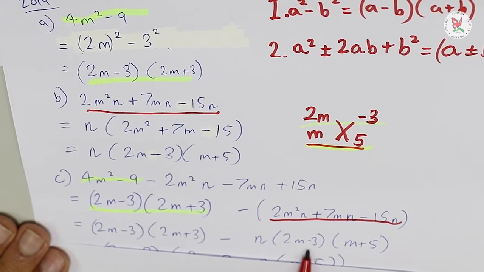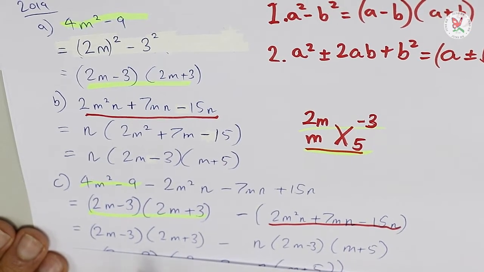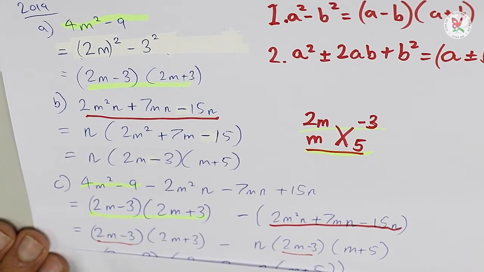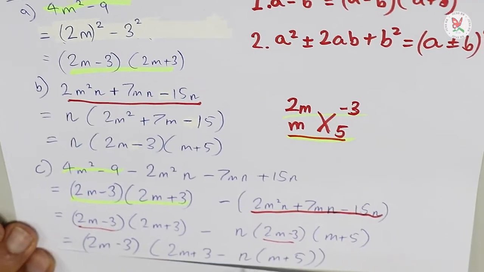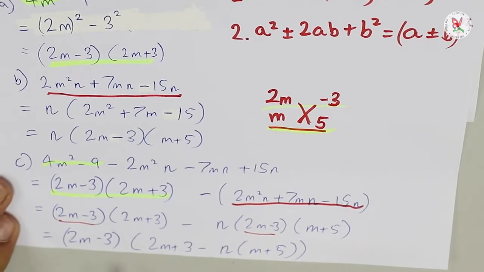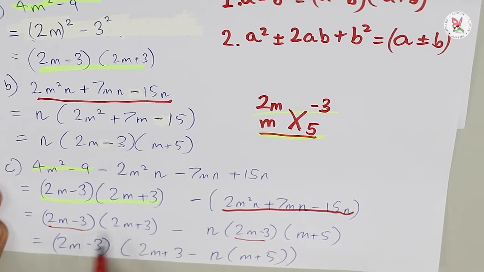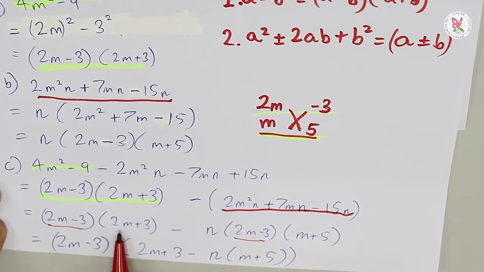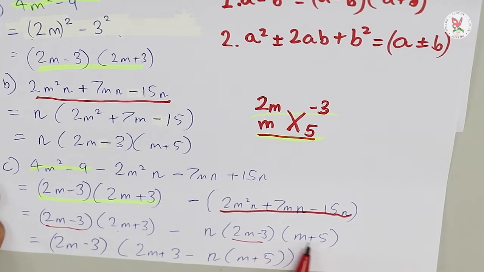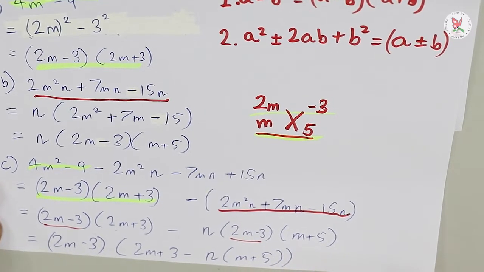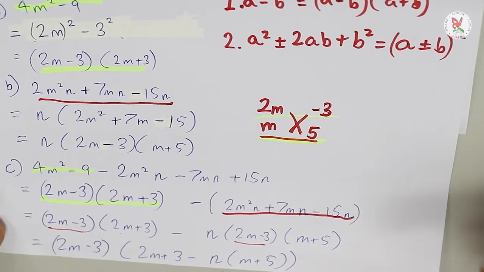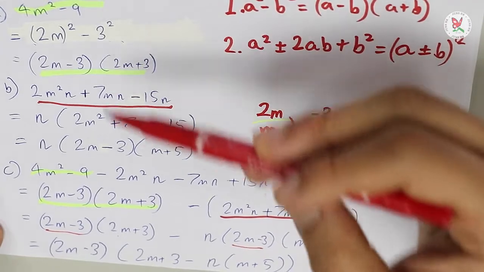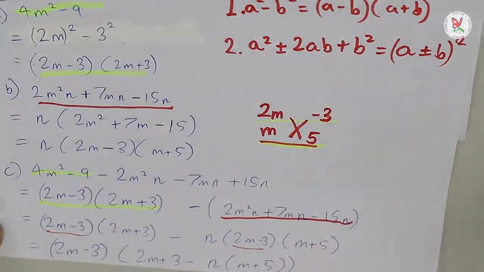Now all we have to do is realize that these two are common again, 2m minus 3 and 2m minus 3. We can just take that out, and we are left with the final solution, which is (2m minus 3) on the outside, and on the inside we have (2m plus 3) and negative (n)(m plus 5). I feel like it's really simple if you do these two first and see how they could be used in the final question.